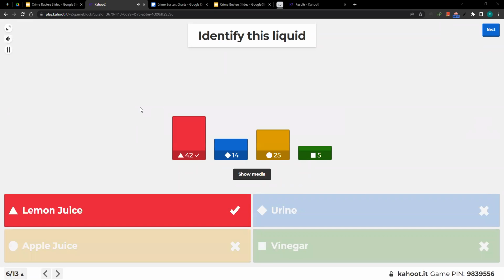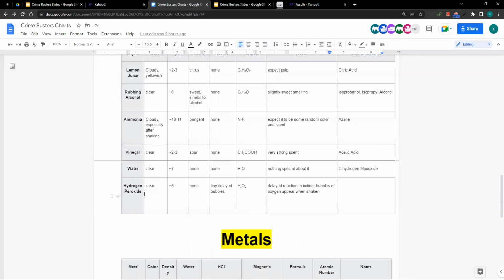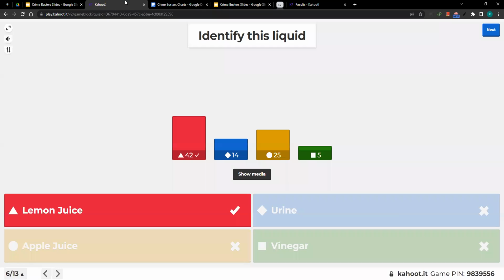Okay, yeah, so it's lemon juice because it smells like lemons and it's pretty acidic and it's pretty yellowish. I don't know why you'd choose apple juice, because if you refer back to the chart here, apple juice isn't anywhere on the liquids chart. Don't choose urine, and vinegar does not smell like lemons.